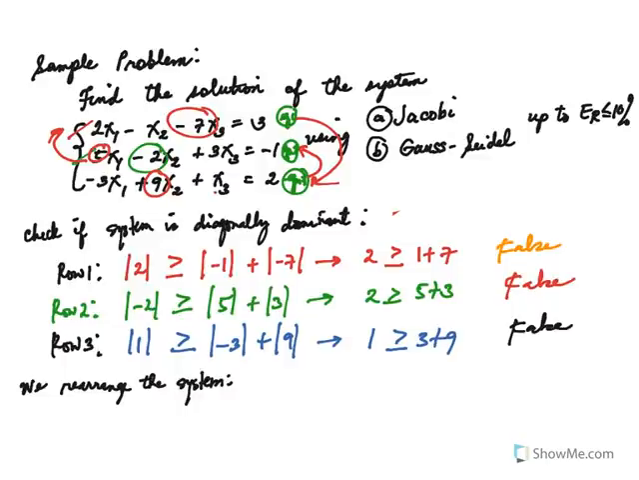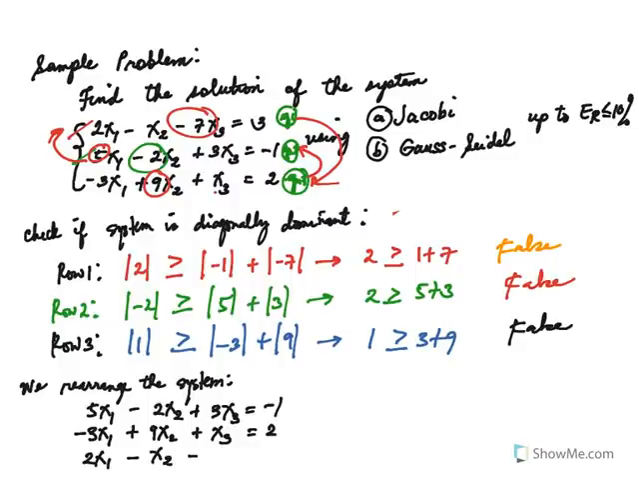Okay? So, yung rearrangement natin, ang ifo-follow na niya ngayon na ayos will be 5x1 minus 2x2 plus 3x3 equals negative 1, negative 3x1 plus 9x2 plus x3 is equal to 2, and 2x1 minus x2 minus 7x3 is equal to 3. So, yan yung magiging arrangement natin.